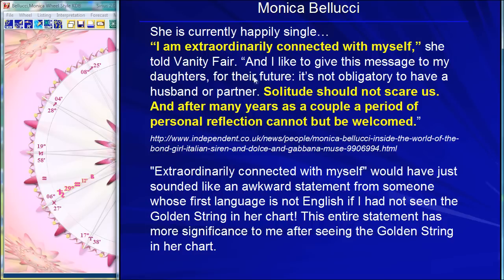I love this phrase, "I'm extraordinarily connected with myself." If I hadn't looked at her chart, I might just think, well, English is not her first language. It sounds kind of awkward. But she's really saying, I have Neptune opposition the Moon, Saturn midpoint in a golden string. She really is extraordinarily connected with herself when she takes the time to feel and experience deeply.